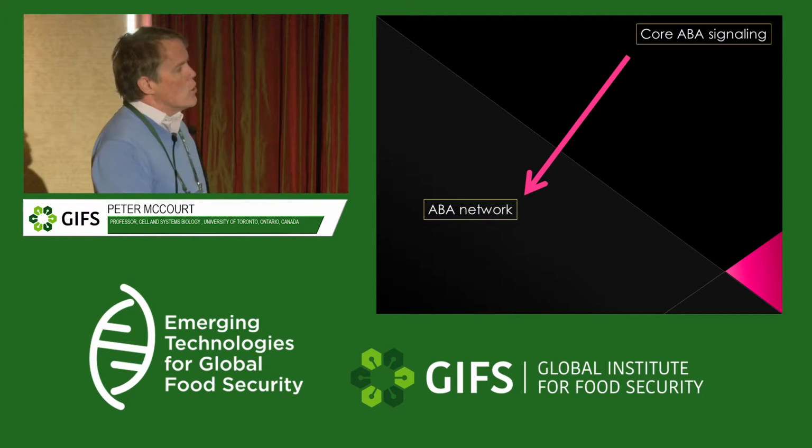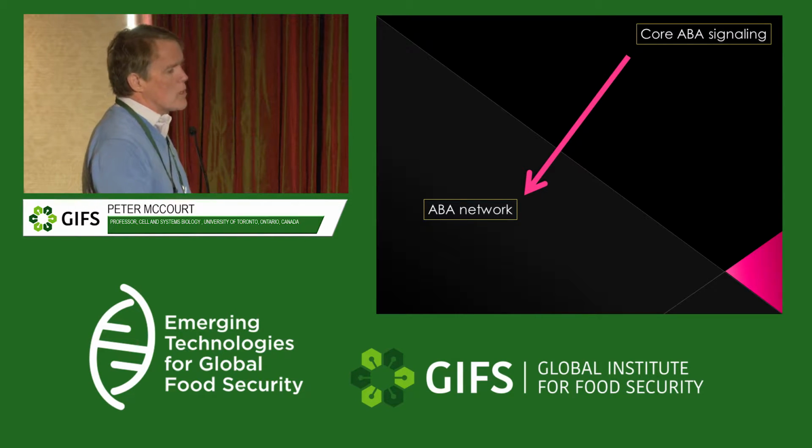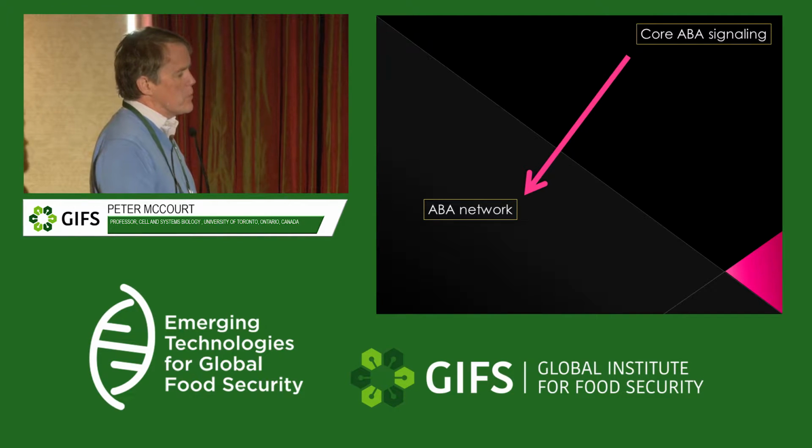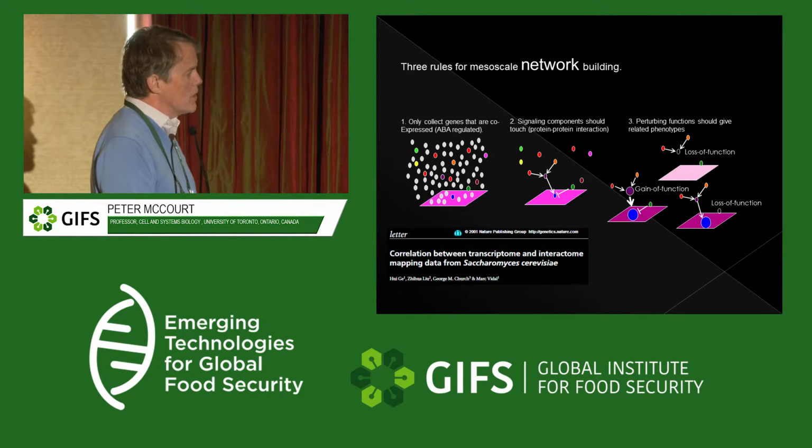But I think we all know that the world is going to be much more complicated than just core signaling pathways, and that what we've been trying to do lately is turn these core pathways that people like Sean have generated into ABA networks to give us more genes to think about that might be useful for breeders. So how do we go about doing that?